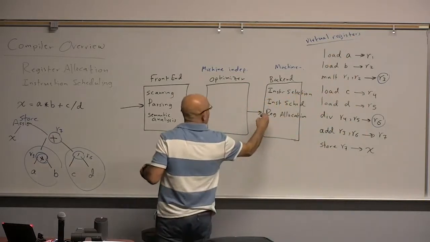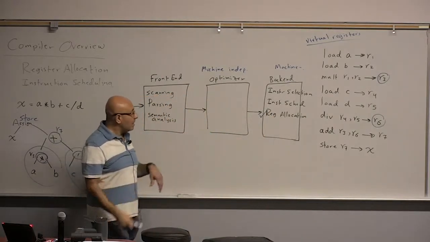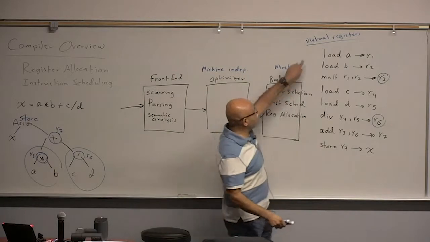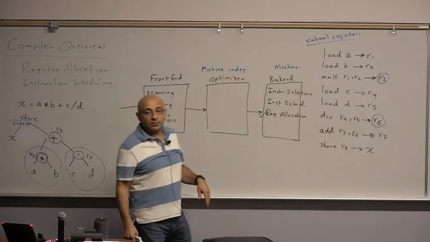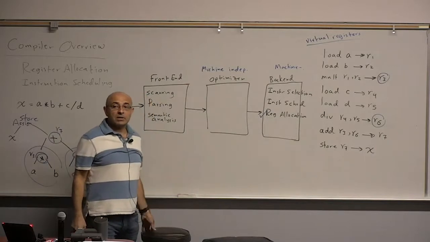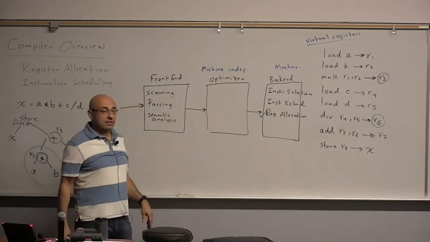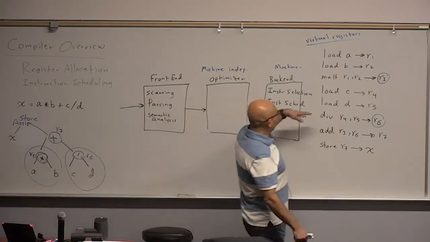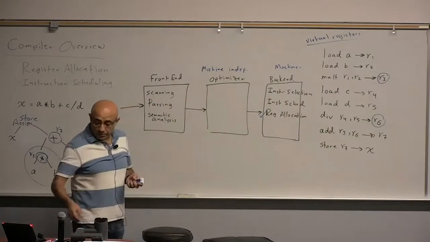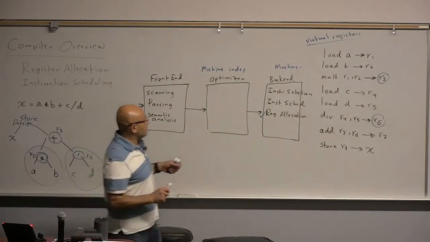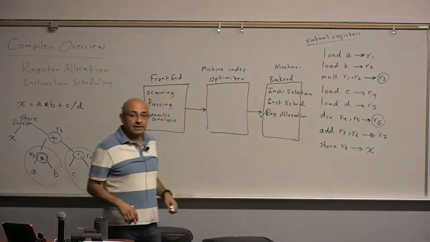What the register allocator does, the register allocation phase in the compiler, is map these virtual registers into physical registers, as we will see in a minute. We will see how it does this mapping of virtual registers into physical registers. Now I have to make a note about these A's and B's that I'm using in my assembly.